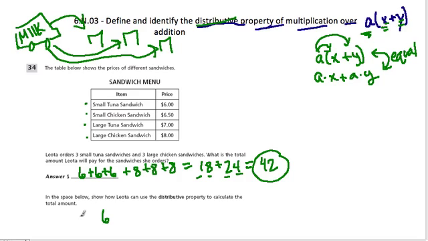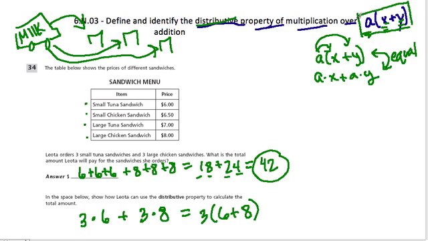Well, we have 3 6's. So 3 times 6 plus 3 times 8, instead of just adding them up. And that's the same thing as going back and saying, well, 3 times 6 plus 8. Right? We could add 6 and 8 first. And that follows this format right here of a times x plus y.